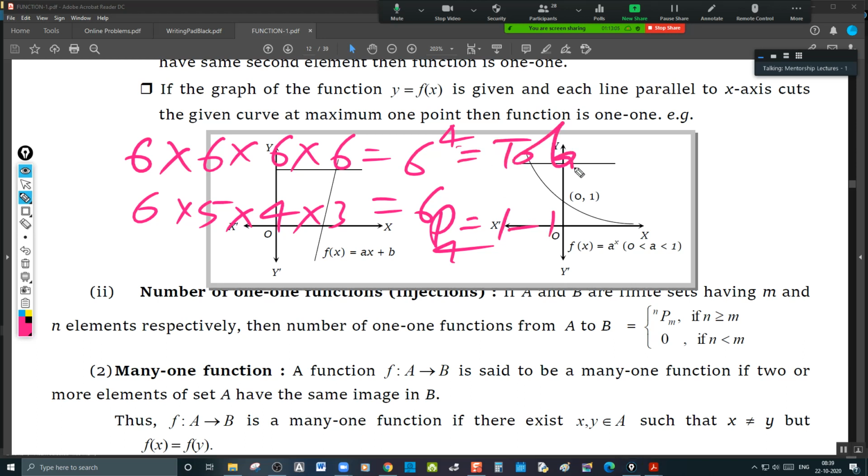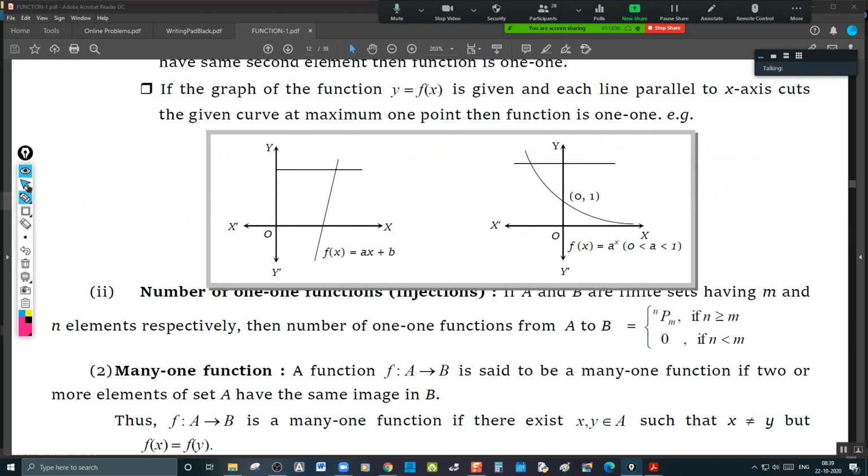6 power 4 gives you total functions. What does it mean by total functions? All one-one functions will be there, onto functions will be there, many-to-one functions will be there, constant functions will be there, into functions will be there. All functions together give you the total number of functions. But for one-one function, it is nPr. Just I'm revising.